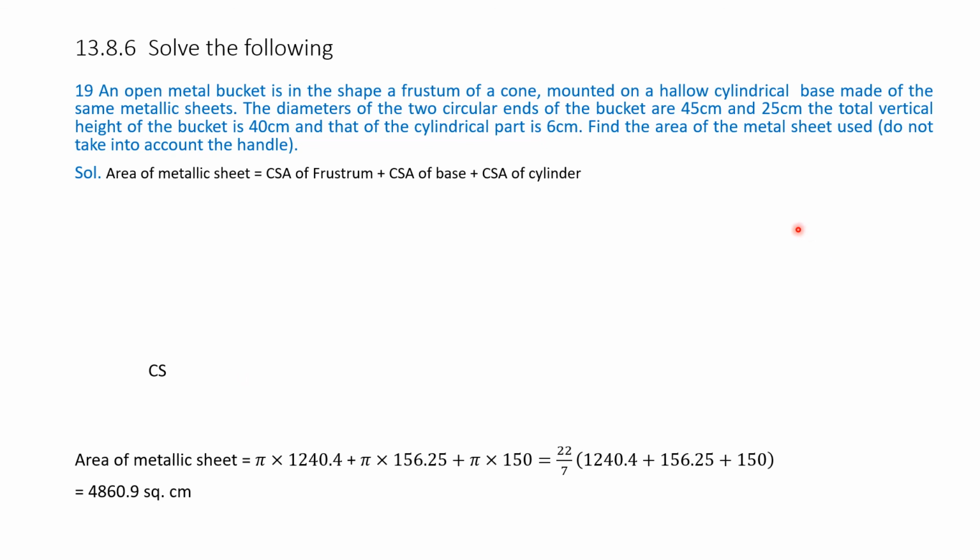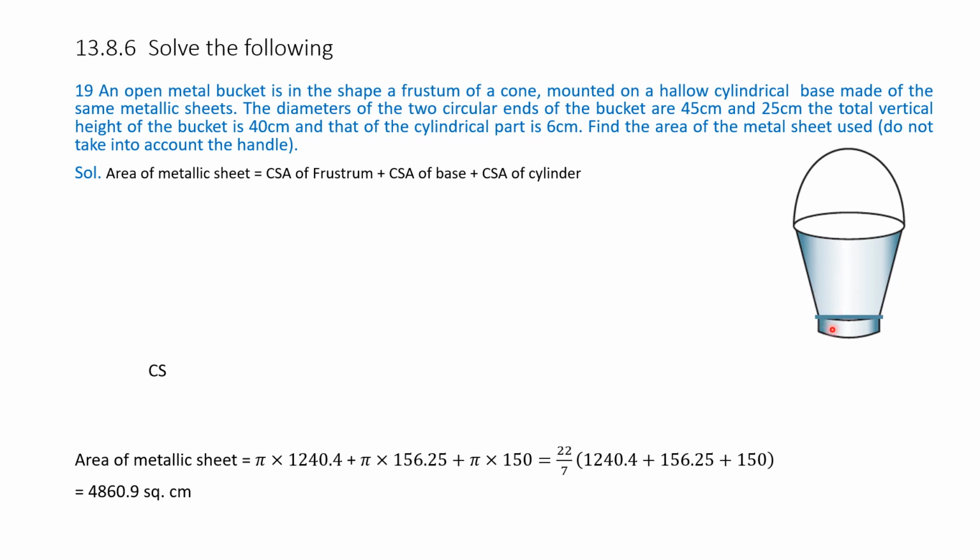Now we have calculated for this part of the bucket. Now let us calculate for the base. Base is the circular portion whose radius is 12.5 cm. Therefore, area of the base is pi r square, that is pi into 12.5 whole square, that is pi into 12.5 into 12.5, that is 156.25 centimeter square. Let it be equation 2. Now we have found for the frustum and the base.